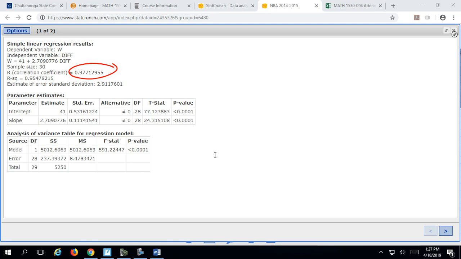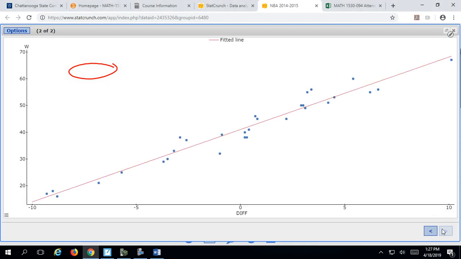This point differential is highly correlated to the wins. If I was going to use one of these three variables to predict how many wins a team will get, I would use the differential. It's taking offense and defense into account. The correlation is a lot higher. So this correlation is 0.977. So that's the winner, okay?